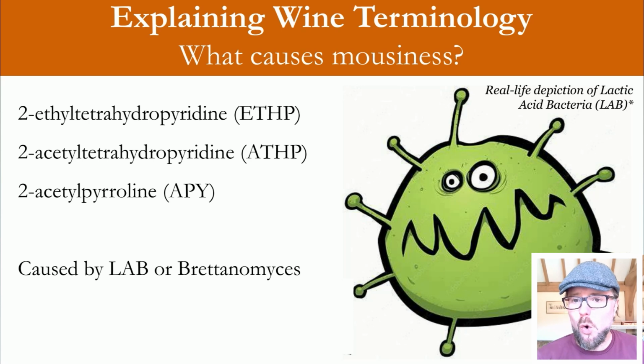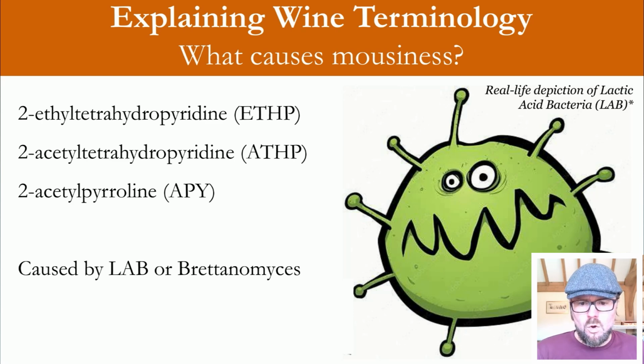So, what causes mousiness? In terms of chemistry, we have the combinations of 2 or more of the following 3 compounds, and you'll see them up there. And of course, I will do my damn best to try and get this correct for you. ETHP, first of all. So this is 2-ethyl tetrahydropyridine. And then we have acetyl tetrahydropyridine. Then we have also acetylpyrroline as your last one there, 2-acetylpyrroline. So any 2 of those following 3.